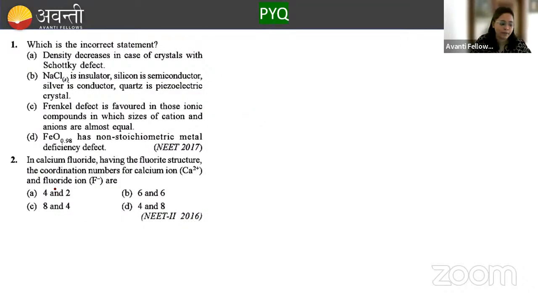Let's solve certain problems depending upon this given solid state information. Which is the incorrect statement? Density decreases in case of crystals with Schottky defect. NaCl is insulator, silicon is semiconductor, silver is conductor, quartz is piezoelectric crystal. Frenkel defect is favored in those ionic compounds in which sizes of cation and anion are almost equal, and Fe0.98O has non-stoichiometric metal deficiency defect. Can you tell me what is the answer here? We don't need to find the correct statement, we just need to find the incorrect statement. There can be one or two.